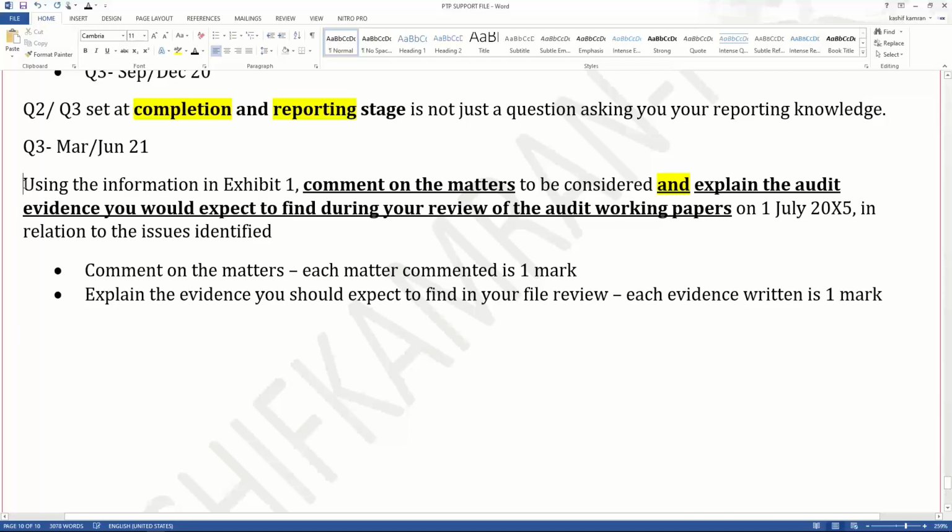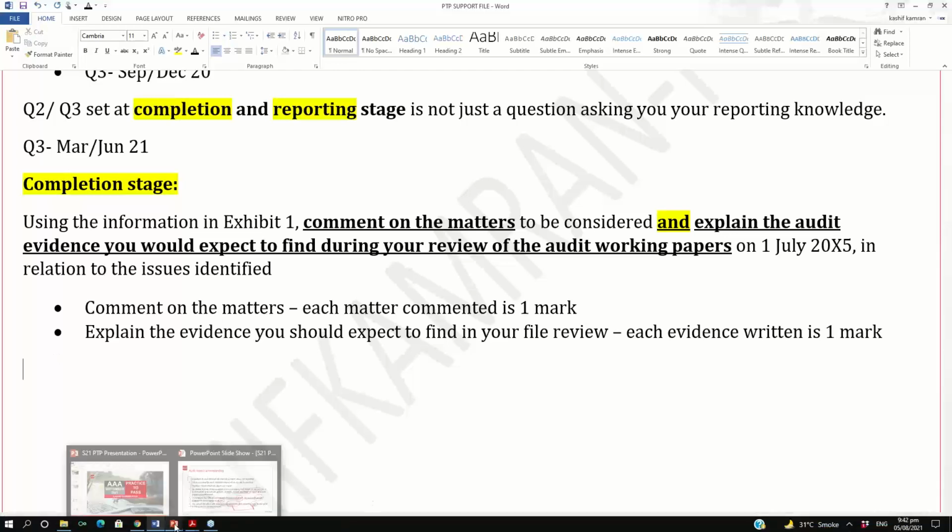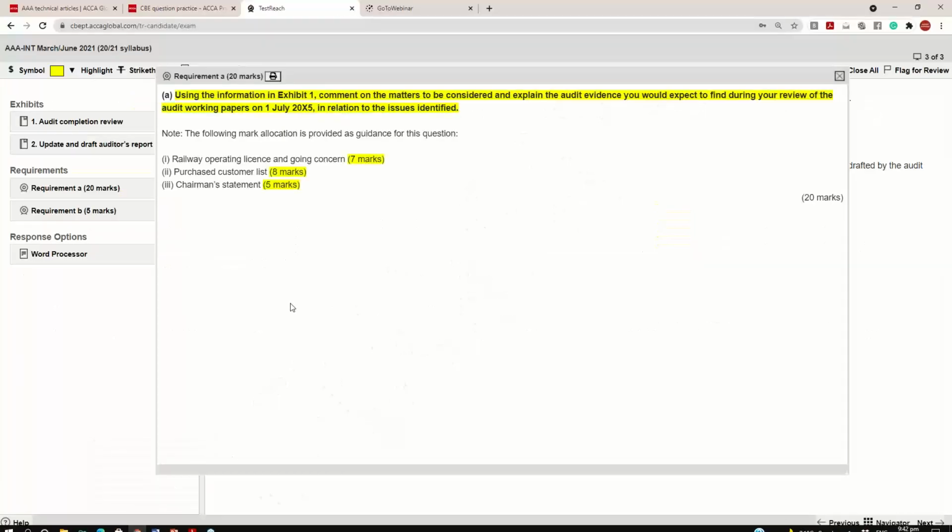No, this is a completion question. It is set at the completion stage, and this is the examiner's most favorite question at the completion stage, asking you to comment on the matters and explain the evidence. You go back and see how many issues we have. How many issues do we have?